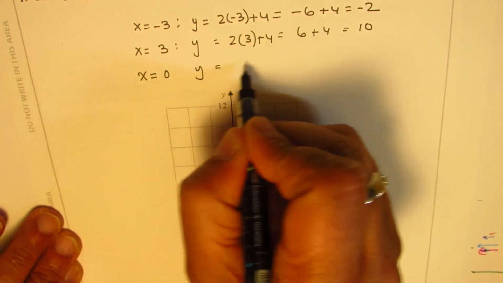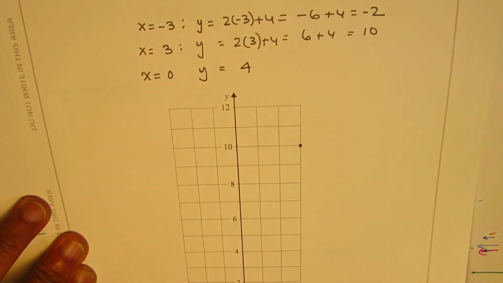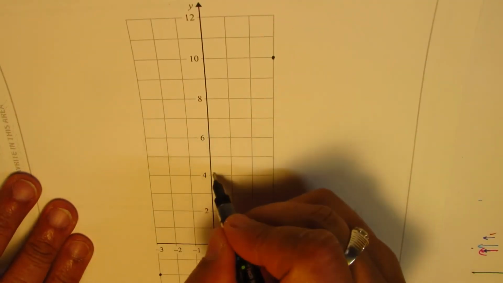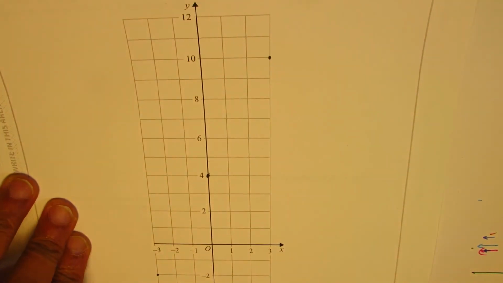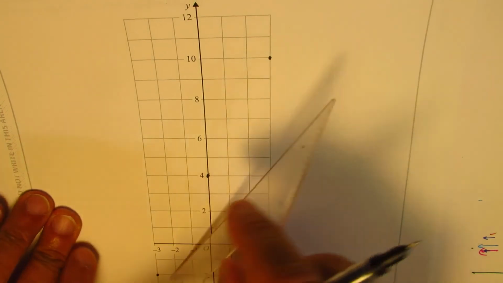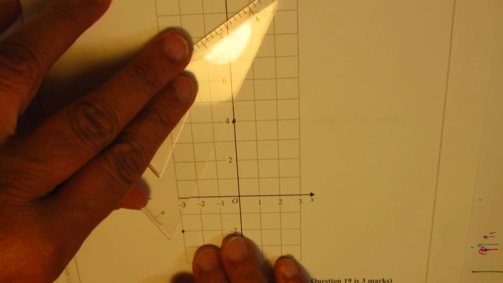So if x is 0, then y should be equal to 4, right? 2 times 0 is 0. So 4 is the y-intercept. So our line should go through 4. Joining these points, we get our straight line. Is that clear to you, right? So that is how we are going to sketch this particular graph.